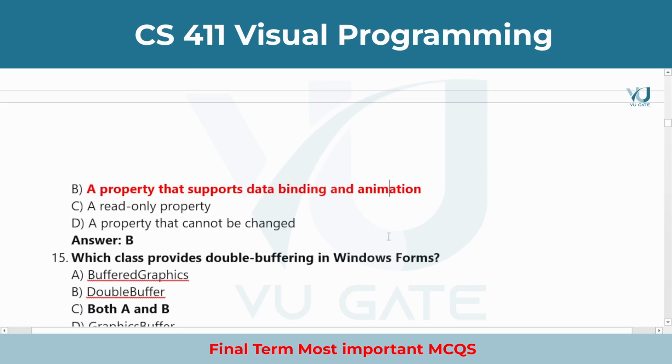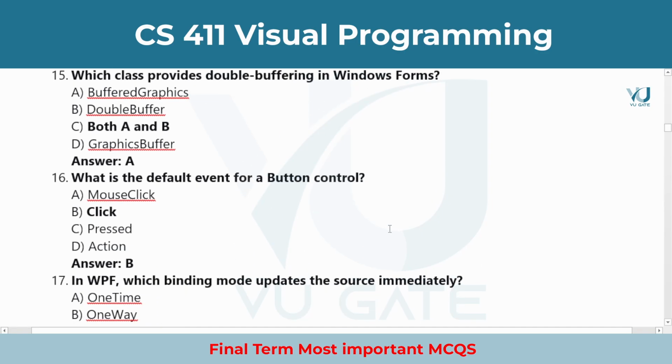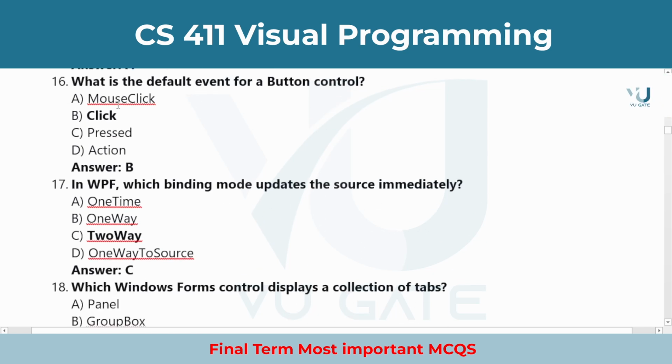Question 15. Which class provides double buffering in Windows Forms? The correct answer is option A, BufferedGraphics. Question 16. What is the default event for a button control? The correct answer is option B, Click.